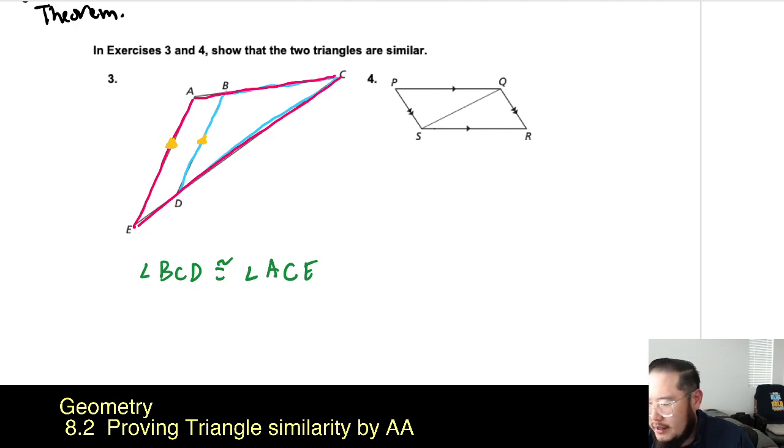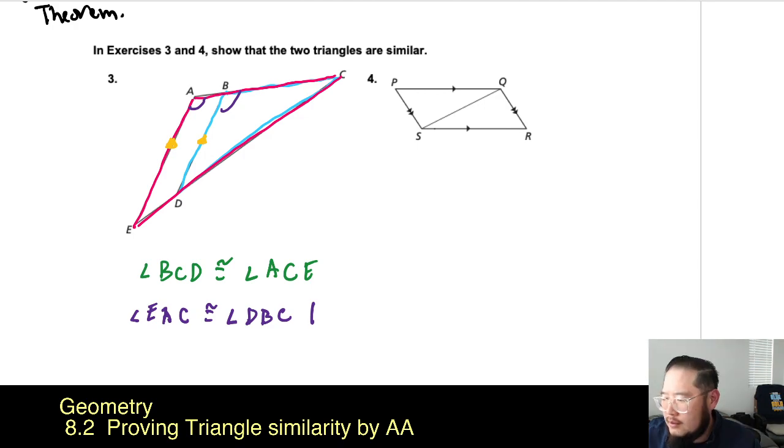And so if those are parallel lines, there are two ways we can go about doing this. We could say that angle EAC is congruent to angle DBC. All right, so let's go ahead right here. Angle EAC is congruent to angle DBC. Well, why is that? If you remember, those two angles right there are corresponding angles.